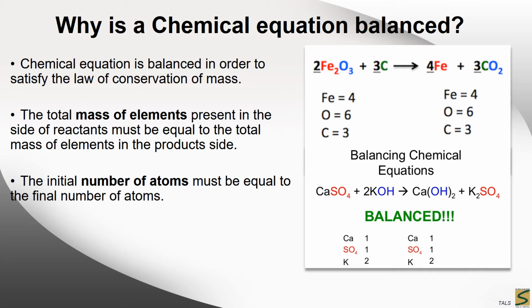Total mass of the elements in the initial stage must be equal to the total mass of the products in the final stage, or the number of atoms found initially should be equal to the number of atoms formed finally.